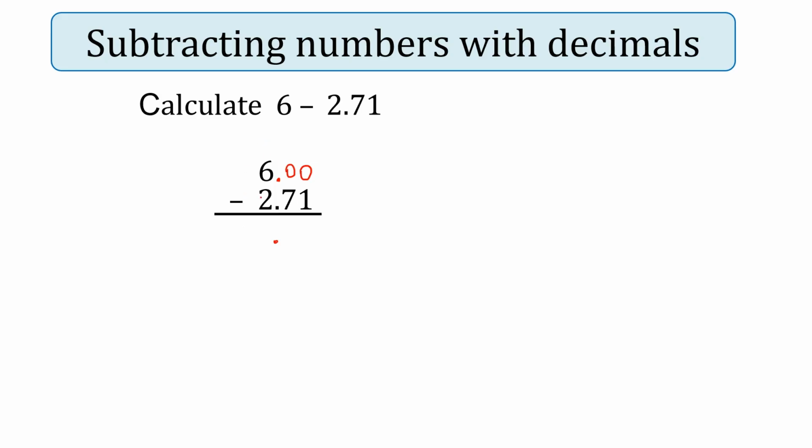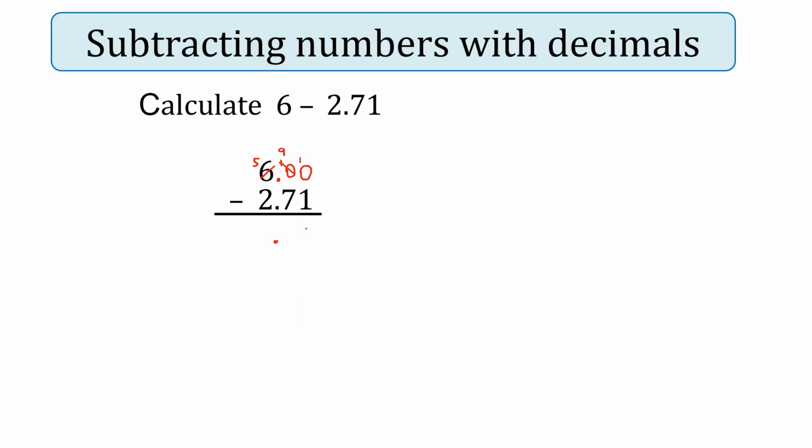0 minus 1, can't do that, so I have to look to the next line, and I try to borrow from that. But there's a 0 here, I can't borrow from that. So I have to look to the next line, which is a 6. I borrow from the 6, that becomes a 5 now. Now this becomes a 10. Now I'm simply going to borrow from the 10 and turn this into a 9. But now that means the next line over will be a 10.